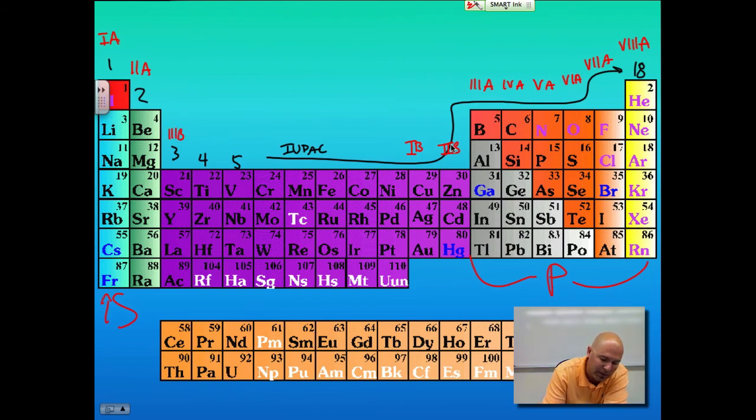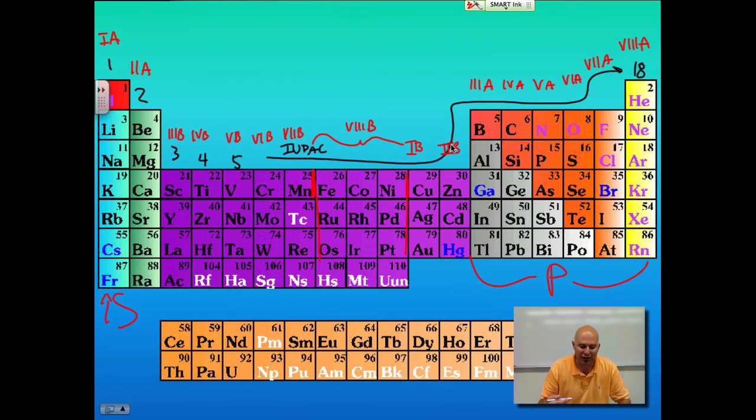3B, 4B, 5B, 6B, 7B, and 8. Whoops, let's do it this way. 8B is all three of these. All right, so from iron through nickel and these families, these are all together, the 8Bs.